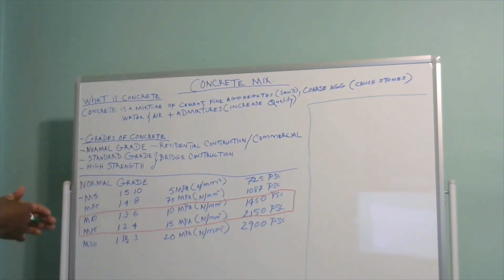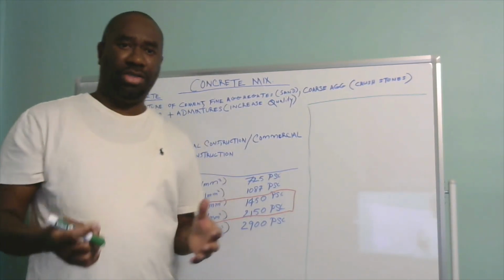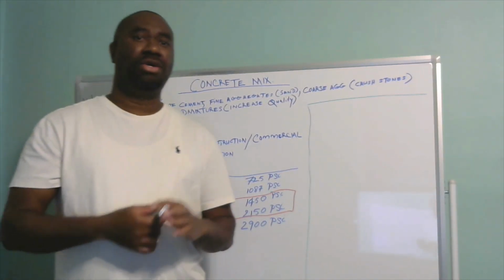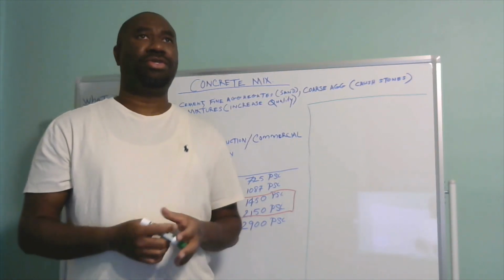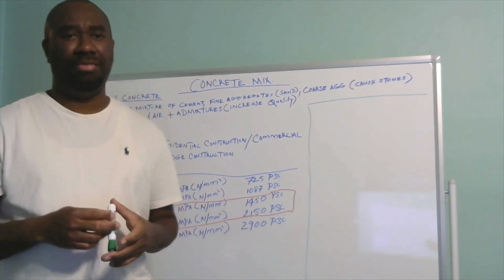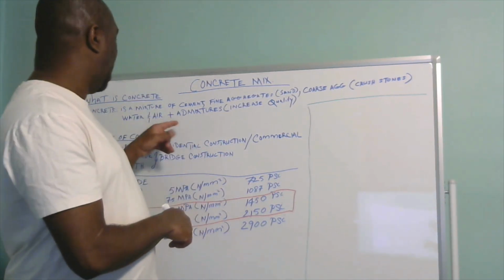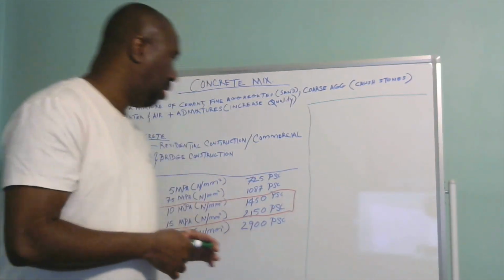And concrete is really a mixture of cement, water, fine aggregate, coarse aggregate, and air. And sometimes when you want to improve the quality of your concrete mix, you can add admixture to your concrete mix to improve the quality.